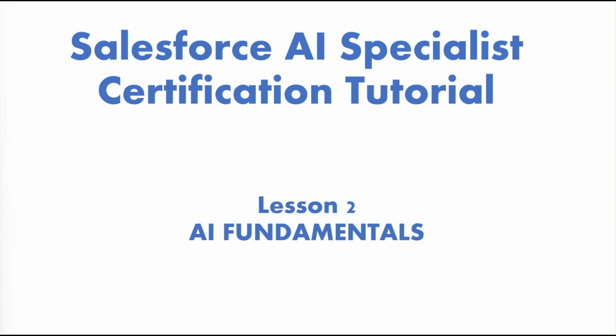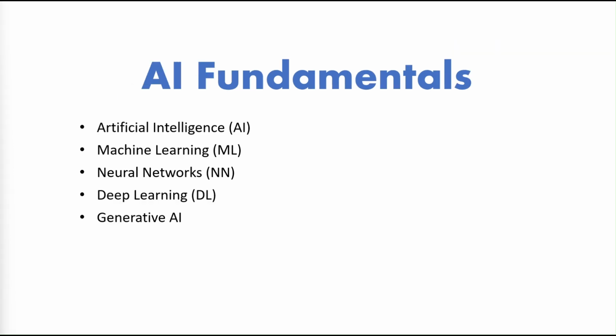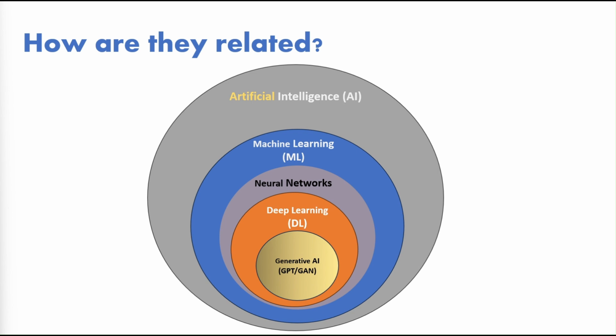You may have encountered terms like artificial intelligence, machine learning, neural networks, deep learning, generative AI, etc. in the AI context. How are they related? Artificial intelligence, or AI, is a broad field. Machine learning, ML, a subset of AI, enables systems to learn patterns from data and make predictions or decisions without being explicitly programmed. For example, credit card fraud detection or email spam detection.